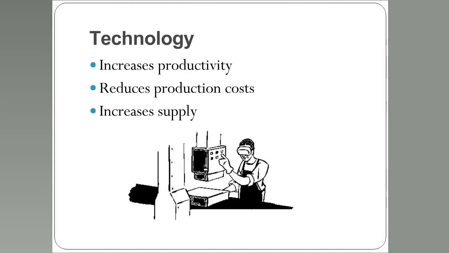New technology often increases productivity and reduces cost, leading to a willingness to increase supply. An example might be a company developing a machine that assembles its product faster and can work 24 hours a day. As a result, productivity improves, costs are lowered, and supply increases.